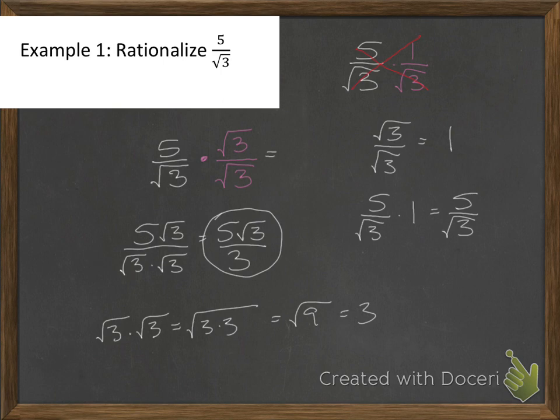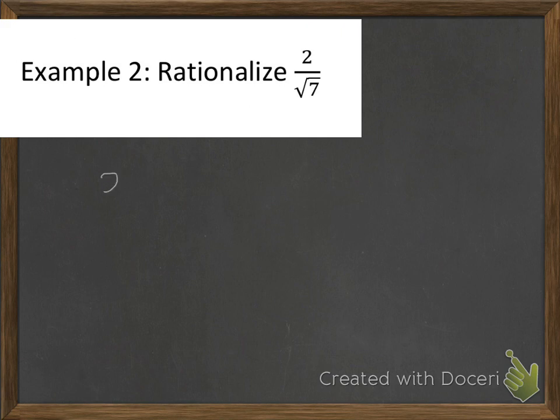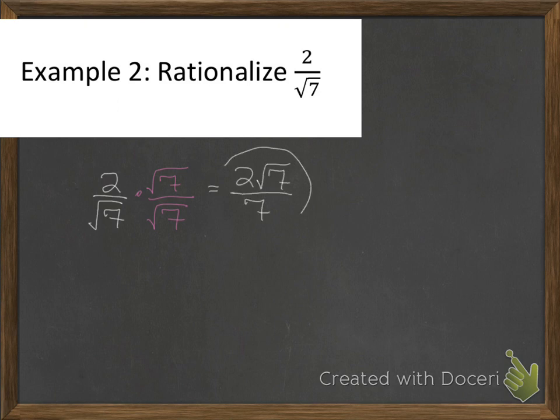Let's do another example. Now we have 2 divided by the square root of 7. Pause the video, write down what you think we should do, and then unpause it to see if you are correct. If you said that we need to multiply both numerator and denominator by the square root of 7, then you are correct. When we do this, we get 2 square roots of 7 divided by 7, and that is our final answer.